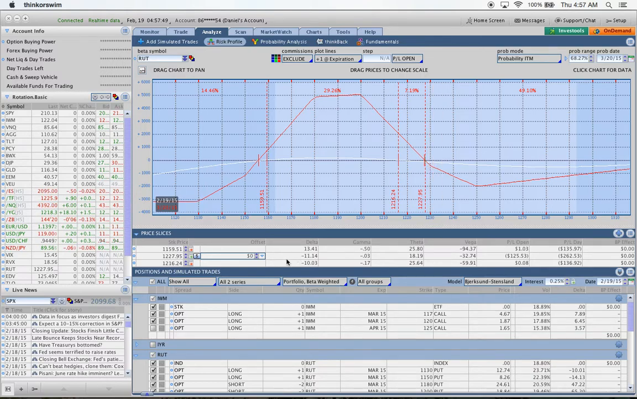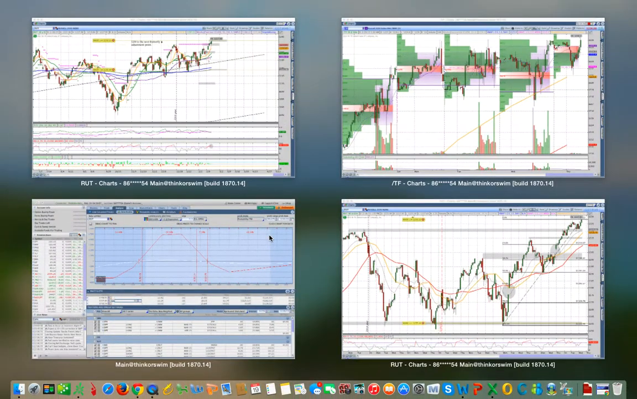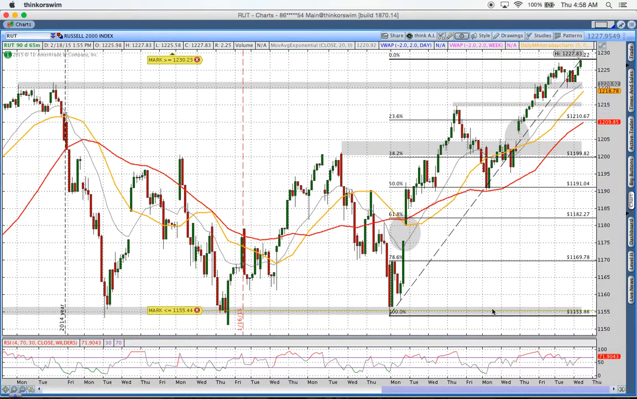And as you can see here, even at the 1227, we're short some delta, but we're still positive theta. And in order to come into the money on the T plus 0 line, we need to move down to about 1216.24, and that's today.